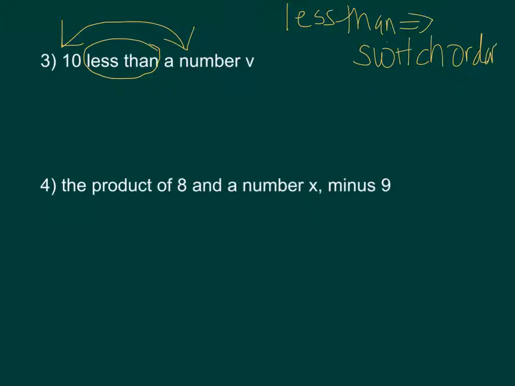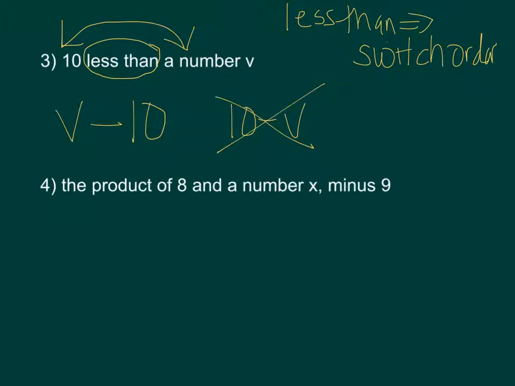Okay. So now I have a number v. I'm going to put that first because it's second. Less than means we're going to subtract 10. Okay. So 10 less than a number v. Okay. If you do this, it is wrong. Okay. So again, whenever you see less than, change the order.